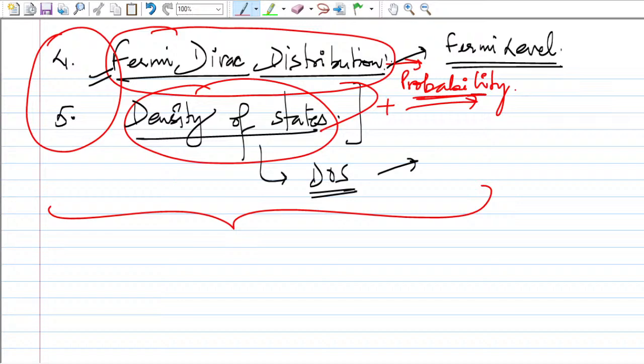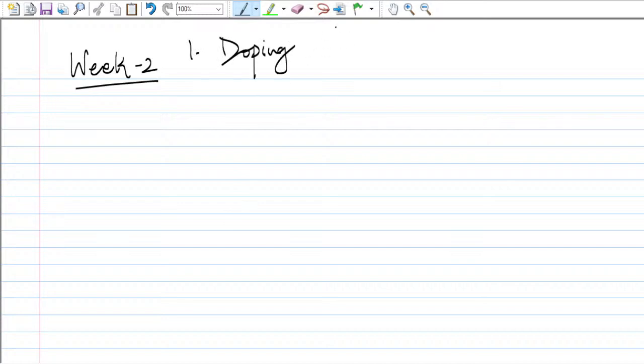That is my plan for week one. And week two is what? Week two we'll talk about doping and the intrinsic carrier concept. Why we need doping, and we'll talk about the intrinsic carrier concept.